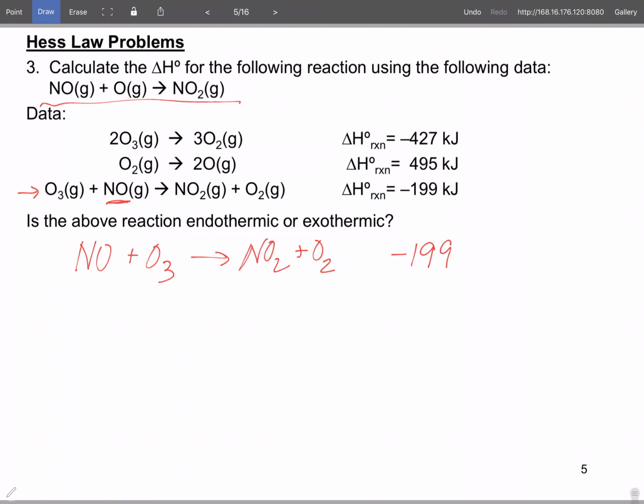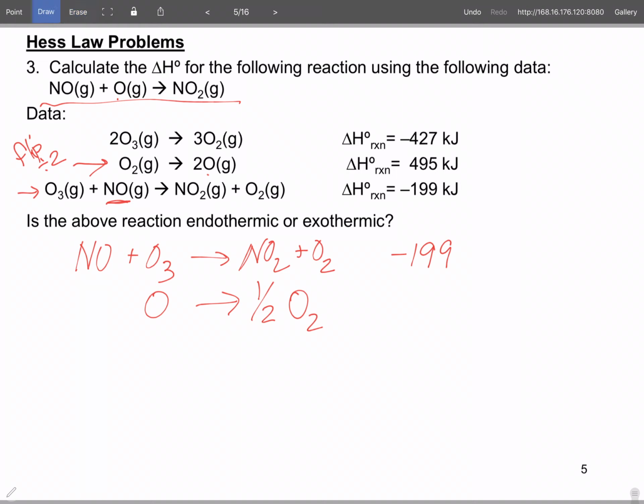Now, on the next one, we need oxygen single. Well, this equation is the only one that has oxygen single, but it's on the wrong side. It's on the product side, so we're going to have to flip it. And we only need 1, so we're going to flip it and divide by 2. So we'll get oxygen yields half oxygen. So it's, I forgot to divide it by 2.